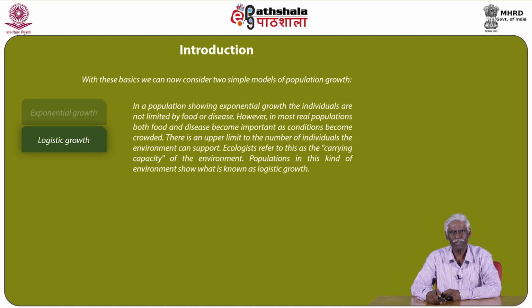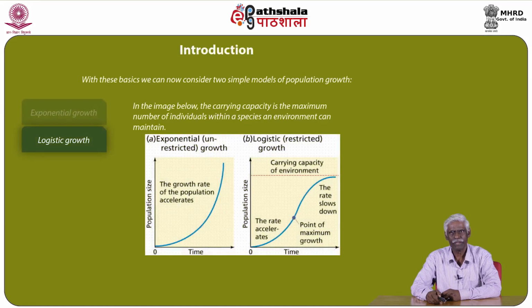There is an upper limit to the number of individuals the environment can support. Ecologists refer to this as the carrying capacity of the environment. Populations in this kind of environment show what is known as logistic growth. In the image below, the carrying capacity is the maximum number of individuals within a species an environment can maintain.